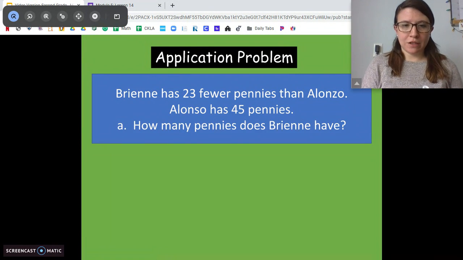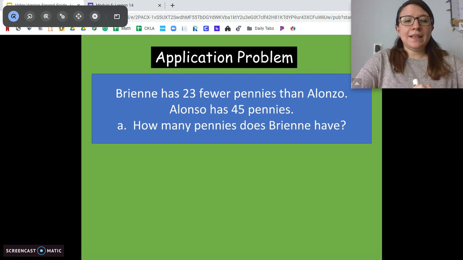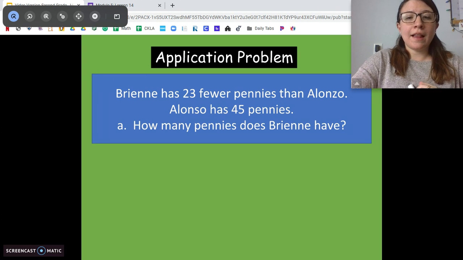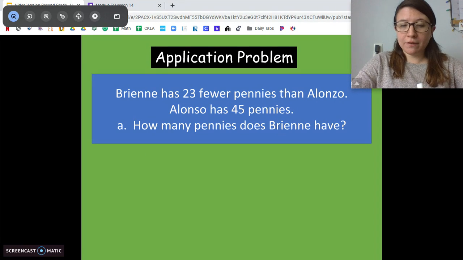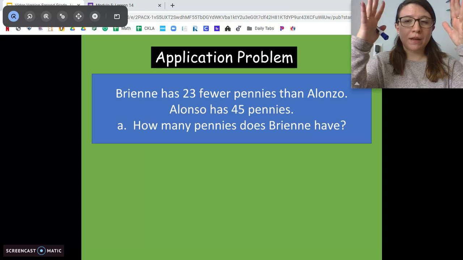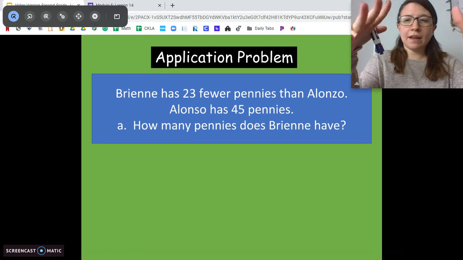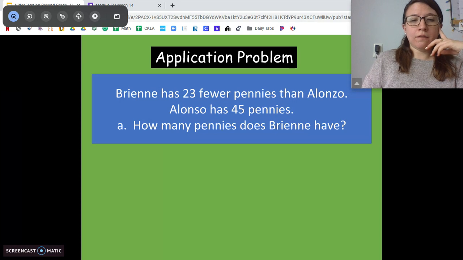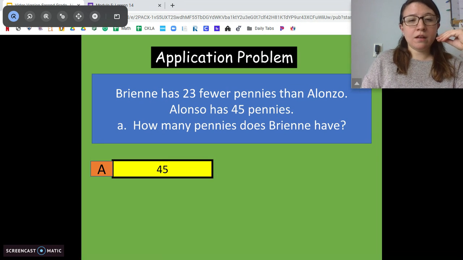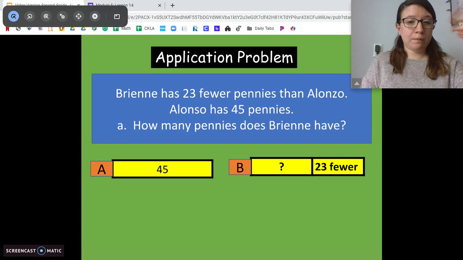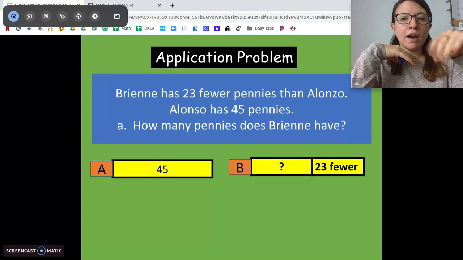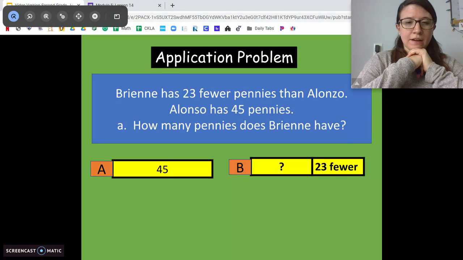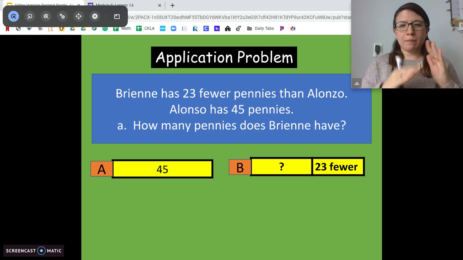We're going to start off with an application problem. So I'm going to have you try this on your own. It says, Brienne had 23 fewer pennies than Alonzo. Alonzo had 45 pennies. How many pennies does Brienne have? So in my mind, I'm thinking I'm going to make a drawing so that I know kind of who has more, who has less. So Alonzo has 45 pennies. I know that. Brienne has 23 fewer pennies than Alonzo. So that's my information. Now I want you to pause and solve this and figure out how many pennies Brienne has. So come back when you're ready.